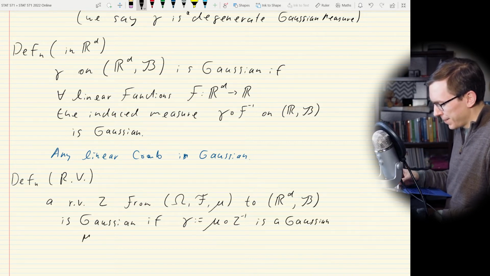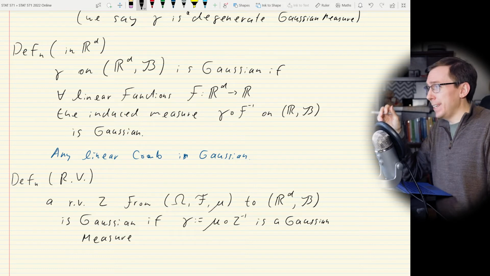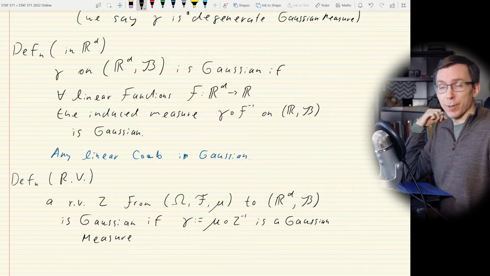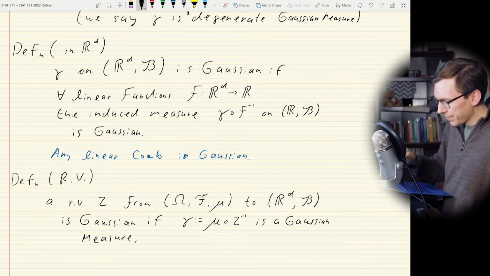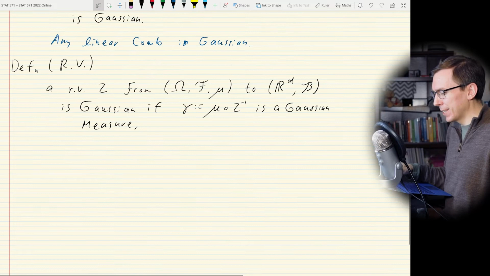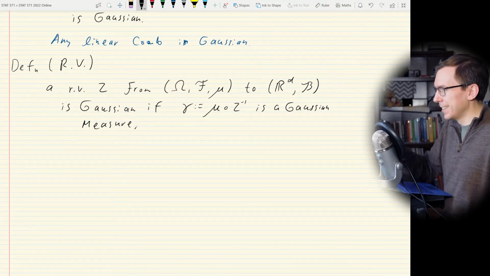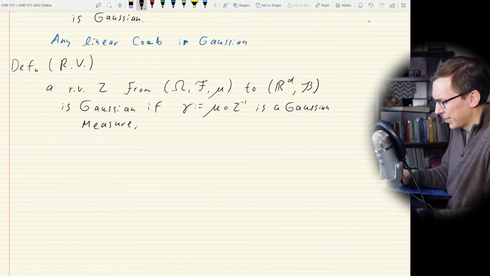So simply put, a random variable, a measurable function, is said to be Gaussian if it induces a Gaussian measure on the Borel sets. Cool. So now we know what a Gaussian measure and a Gaussian random variable is in the context of measure theory. Yeah, we're gonna have to define some random stuff just to make sure that we're all on the same page.